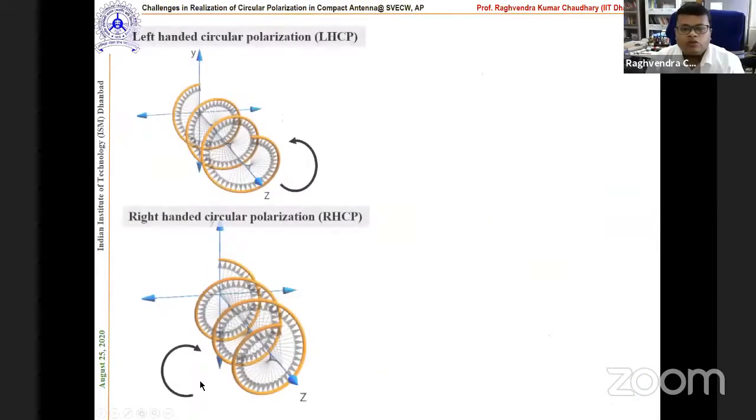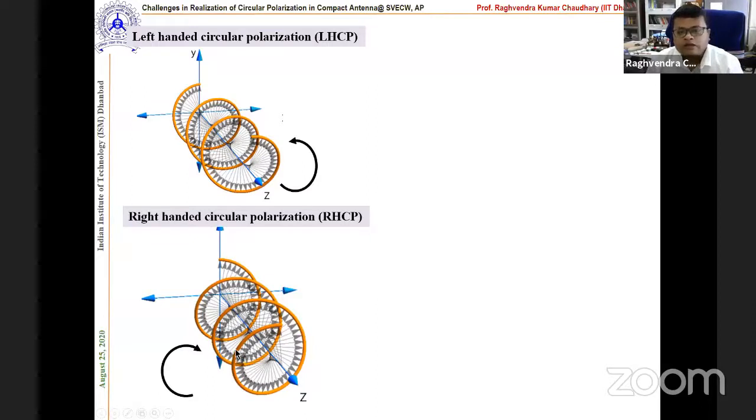Now, coming to the two special cases of the circular polarization, one is left-handed circular polarization, the other is right-handed circular polarization. Here you can easily visualize, if you trace this cursor, you will find this is a right-handed circular polarization. Whereas if you trace these things, it will provide you the left-handed circular polarization. Sorry, this was the left-handed, this is the right-handed.